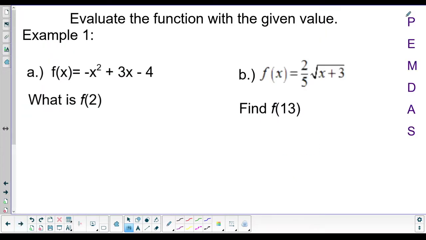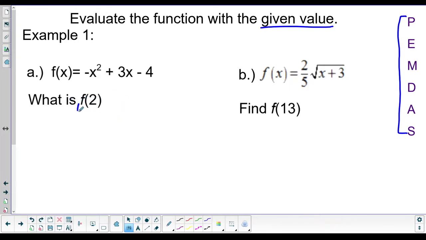All right, so here PEMDAS is off to the side. I just put the letters. Hopefully you can remember from one slide ago what the letters represent. So what we're going to do is evaluate the functions with the given value. So example number 1, they say f of x equals negative x squared plus 3x minus 4, and they want to know what is f of 2.